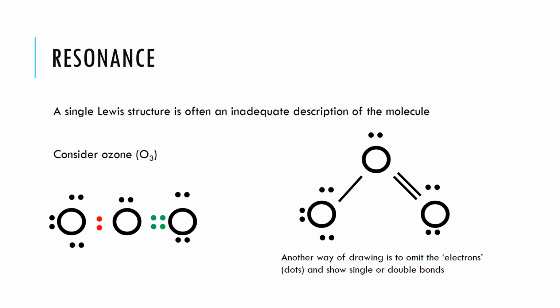You'll learn much more about resonance probably in organic chemistry, but this is an important point. A single Lewis structure is not an adequate description of that molecule. There is not a double bond between two specific oxygen atoms in that structure. In fact, it's probably very rapidly flipping between two states.